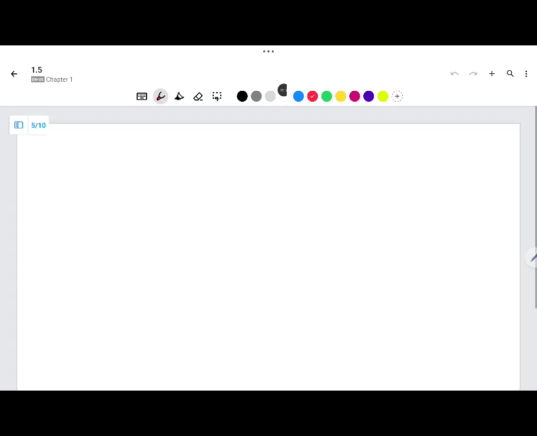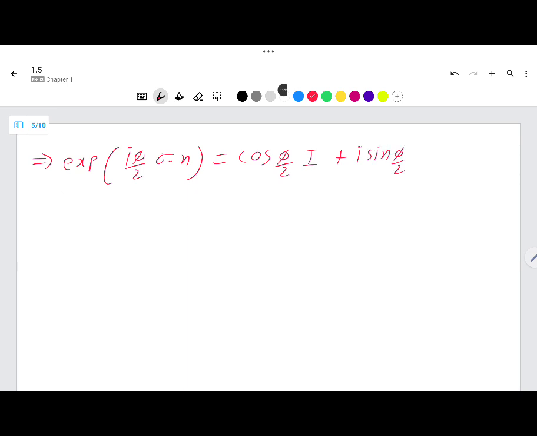So what will we have? We have it's nothing but cos of 5 by 2 identity plus I sin of 5 by 2 sigma dot n, right? Okay, so this is the result.